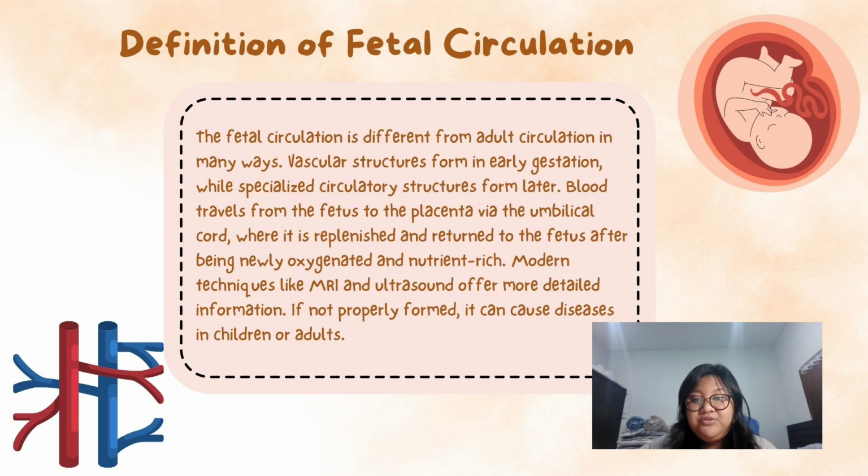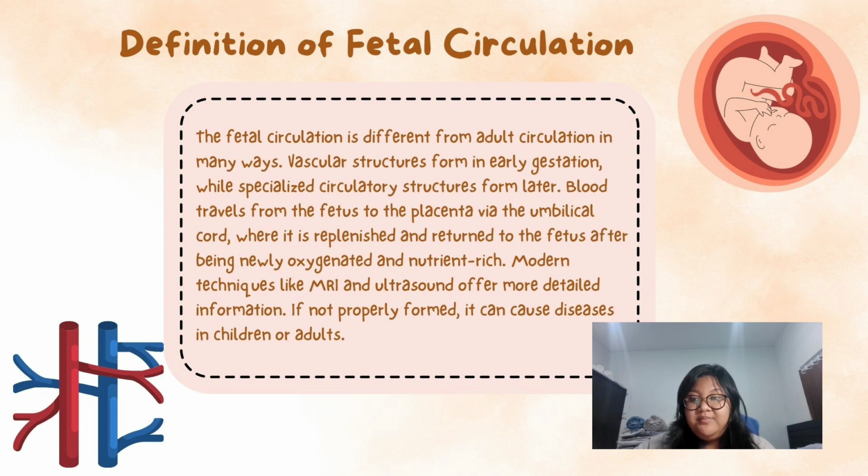Once fetal placental circulation is sufficiently established, blood travels from the fetus to the placenta via the umbilical cord, which has two umbilical arteries and one umbilical vein. The deoxygenated fetal blood is transported by the umbilical arteries to the placenta, where it is oxygenated, and it is returned to the fetus after being newly oxygenated and nutrient-rich.